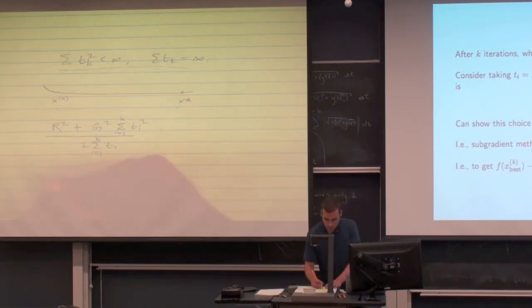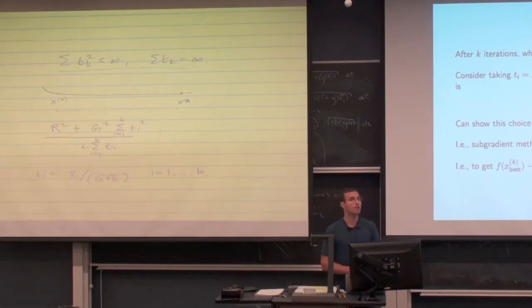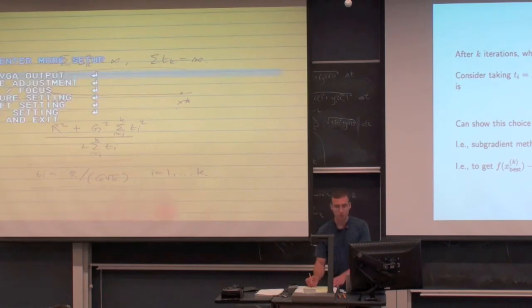Okay, so we're going to consider taking ti to be equal to r over g times the square root of k for all i equals 1 through k. So this is a fixed step size, right? I'm taking the step size to be equal to this for the first k iterations, and then I'm going to stop the algorithm. I'm going to see how far I was away from the minimum.